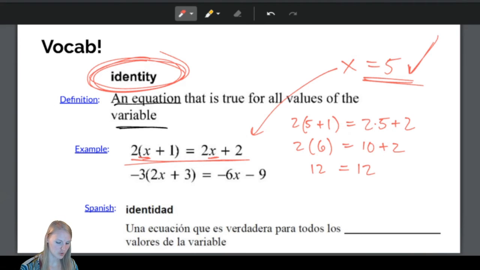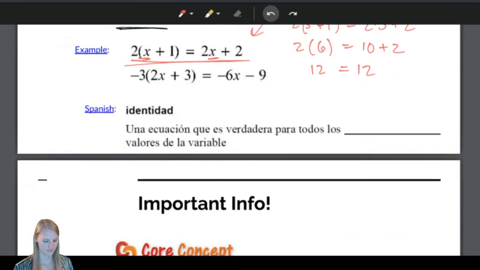So these two equations, both of these equations, are examples of an identity. So if you plug anything for x into this equation, it will also work. And of course, the Spanish should you need or want it.